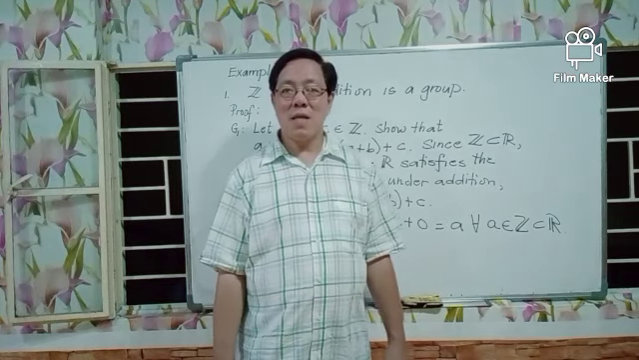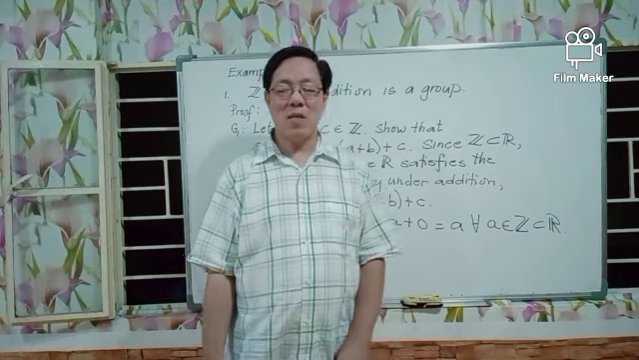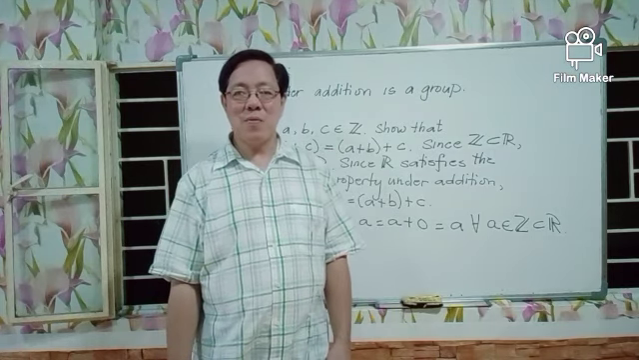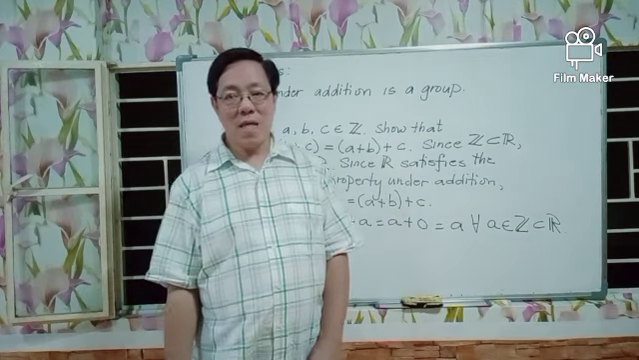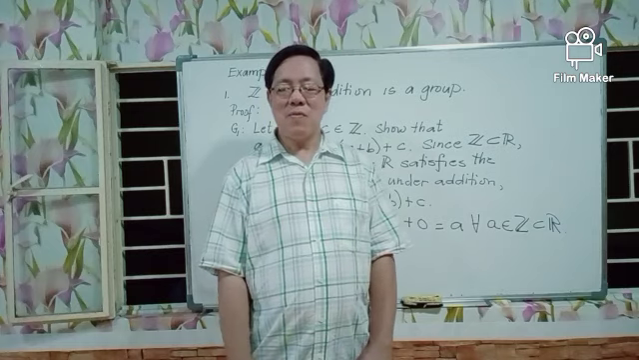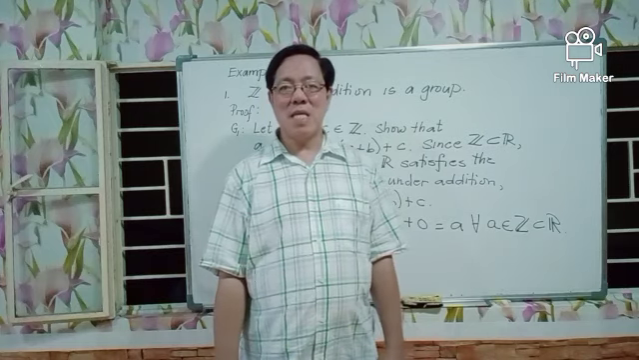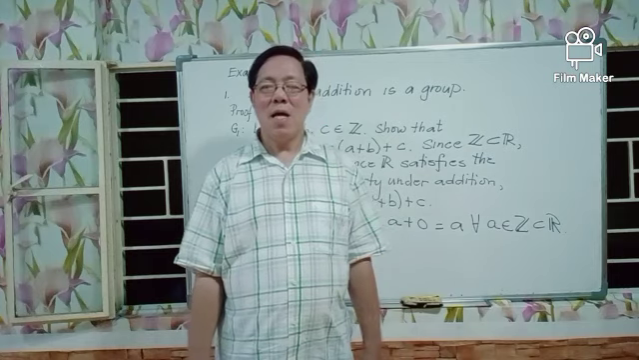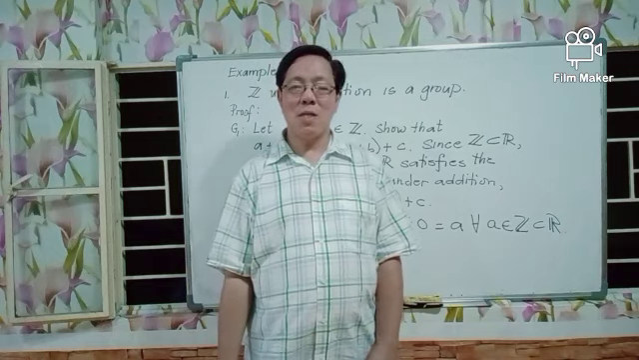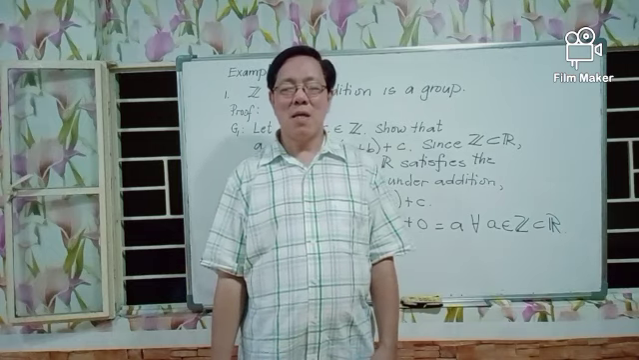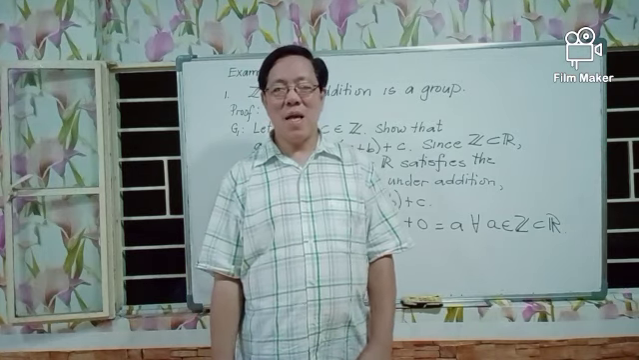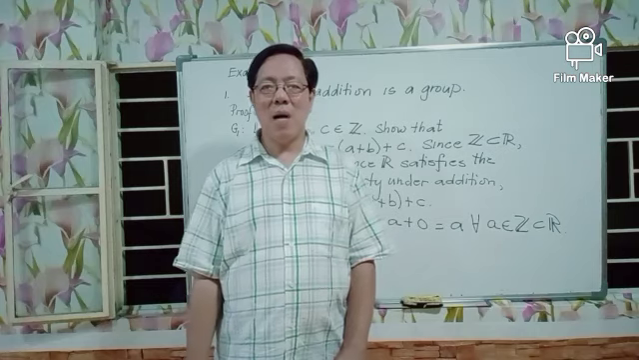And if you combine any element of Z to its inverse, or additive inverse, or negative of that element of Z, that additive inverse or negative of that element of Z is also contained in Z. And if you combine these two by addition, the sum is the identity element 0 that is contained in Z. We represent any element of Z by a.